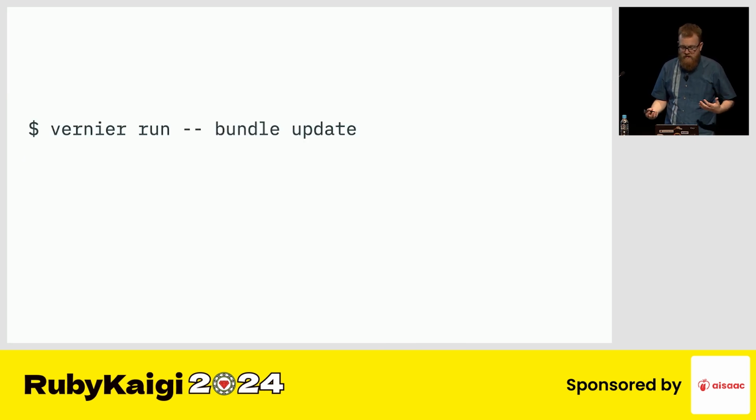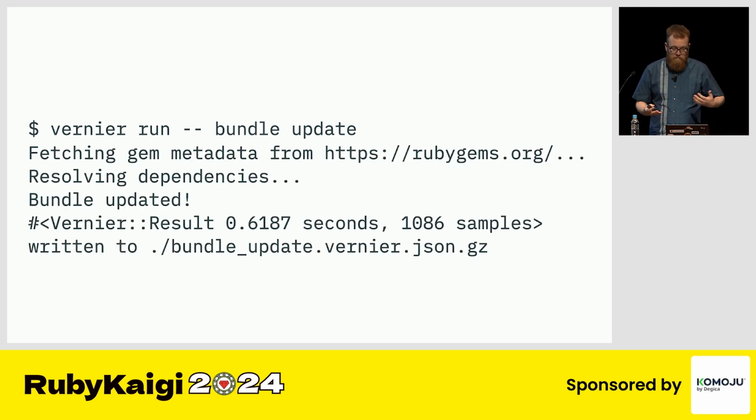I'm going to start with a quick demo. Vernier comes with a CLI to easily measure a command. We're going to measure bundle update with a mostly empty gem file. So we can run that, wait for it to finish, and it will tell us it recorded a profile and where that file is stored.